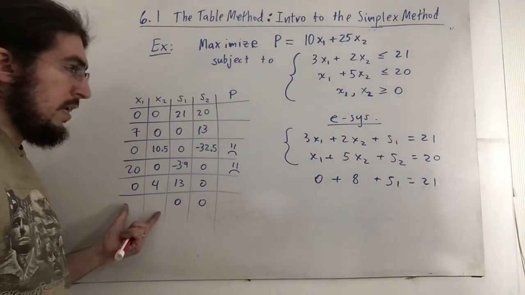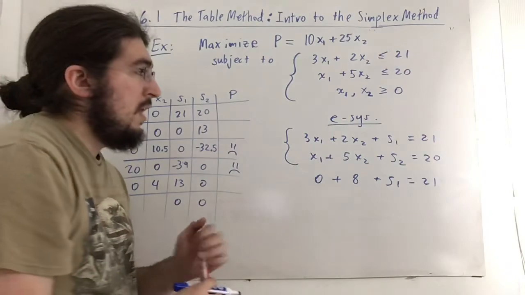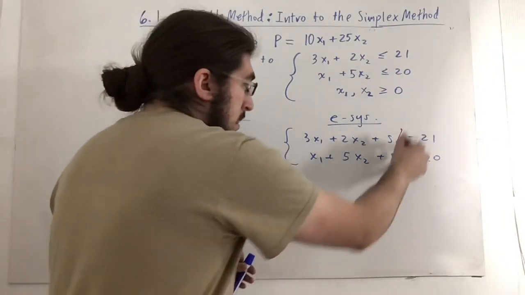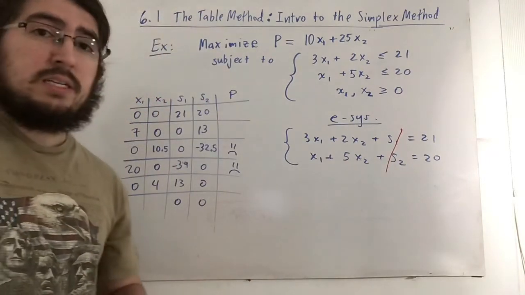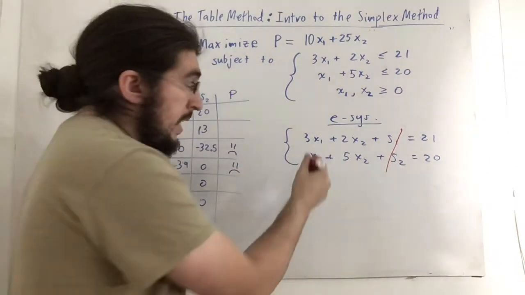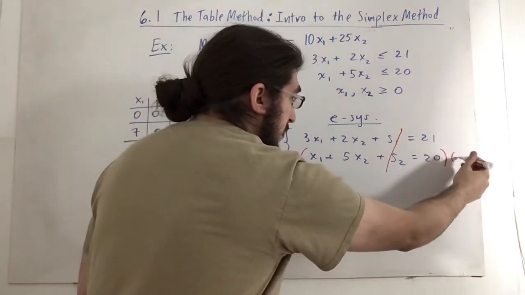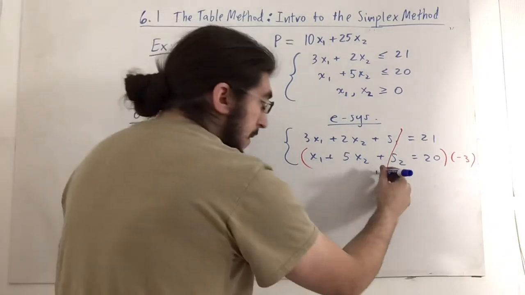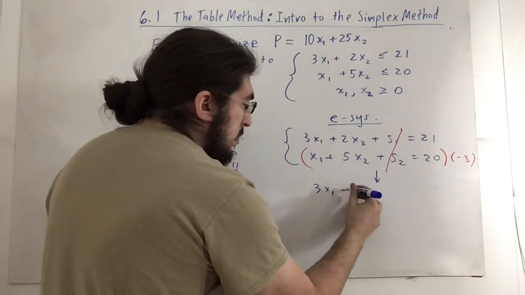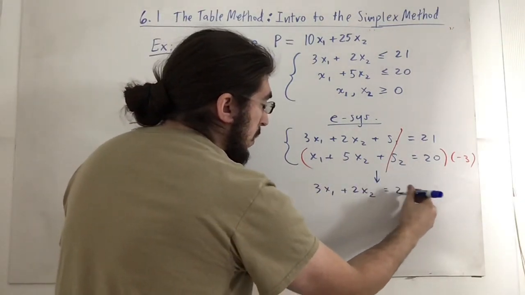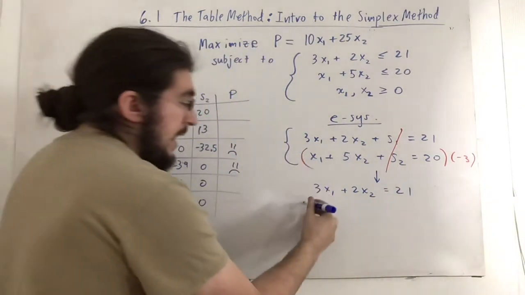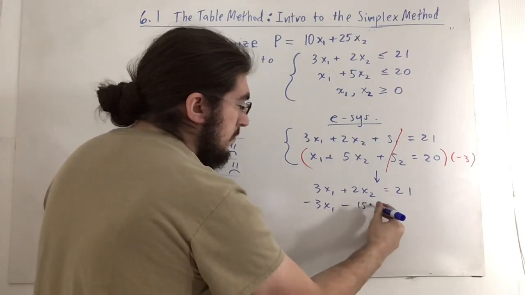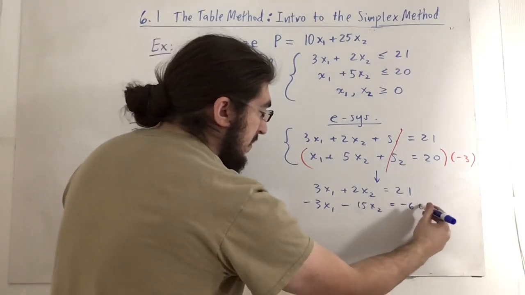And now, finally, when both s1 and s2 are 0, we're going to ignore them completely, and we're going to solve that system. Now, the way I'm going to solve this system is by elimination. I'm going to multiply the bottom one by negative 3, and that'll cancel out the x1s. So what we get after doing that is 3x1 plus 2x2 is equal to 21 for the top equation, negative 3x1 minus 15x2 is equal to negative 60 for the second equation.